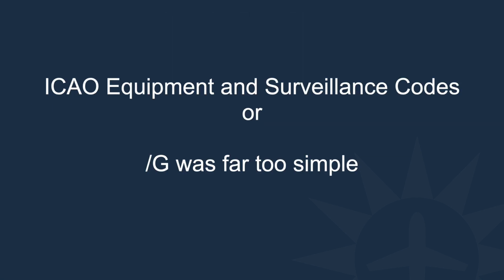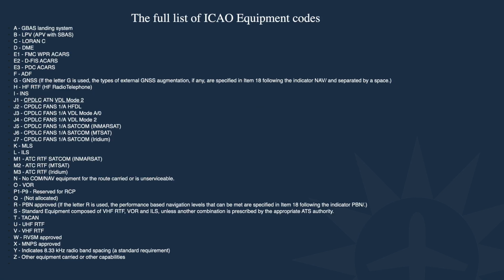So let's get into the ICAO equipment and surveillance codes, or the /G was far too simple, as I like to call it. Here's a full list of the ICAO equipment codes. Please do not write this down. A majority of these codes do not apply to general aviation. Most of us are not flying around with CPDLC or some sort of Iridium communication on board. So there's really a handful that are most important for general aviation, and they work very well in the National Airspace System. So I'm going to show those to you now.